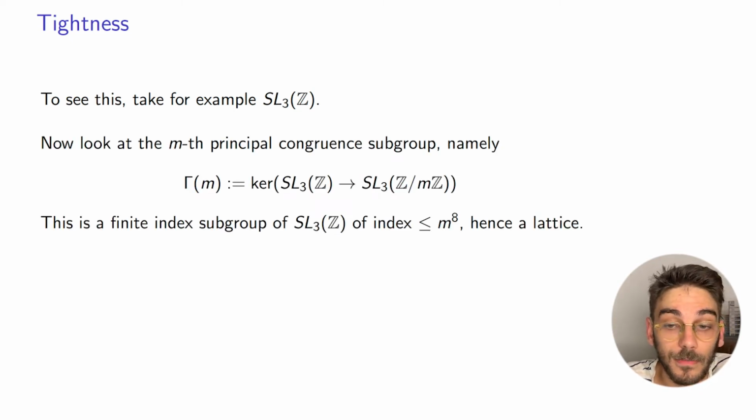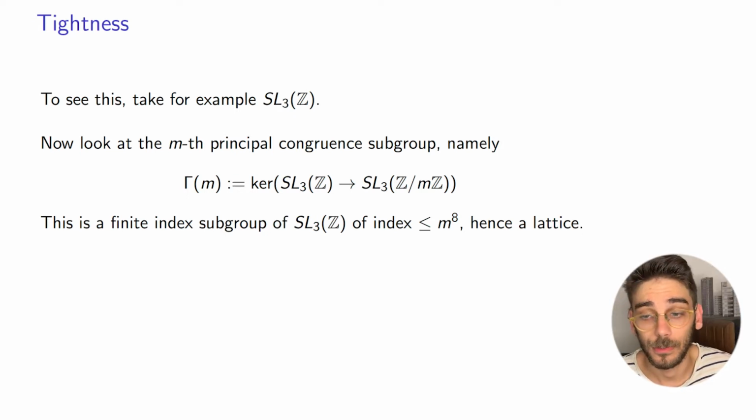And now we are going to look at the mth principal congruence subgroups. So these are a family of finite index subgroups, which are very important, which are given by the kernel of the map which takes each entry of the matrix modulo m. So gamma m is the kernel of this map, and so the quotient is isomorphic to SL3 with coefficients in the ring Z modulo mZ. So this is a finite index subgroup, and the index is bounded, for example, by m to the 8th, since this is the dimension of SL3, and thus this is also a lattice in SL3R.